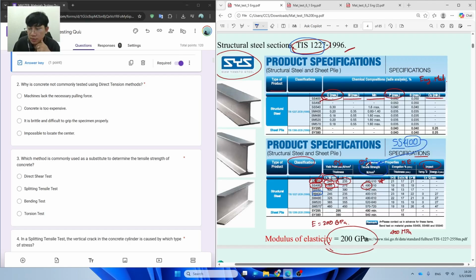For example, in the table, they specify the tensile strength with the unit of Newton per square millimeter or megapascal. If it is SS 400, it's supposed to have a minimum tensile strength not lower than 400 megapascal. And for thickness below 16 millimeters, it's supposed to have yielding strength not less than 245, and for thickness larger than 16 millimeters, yielding strength not less than 235.